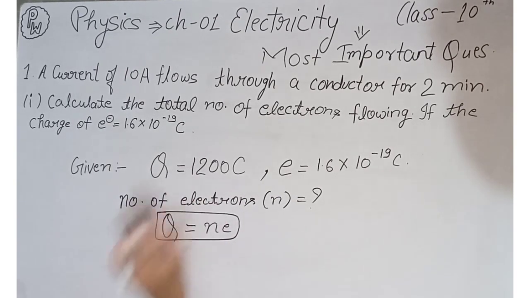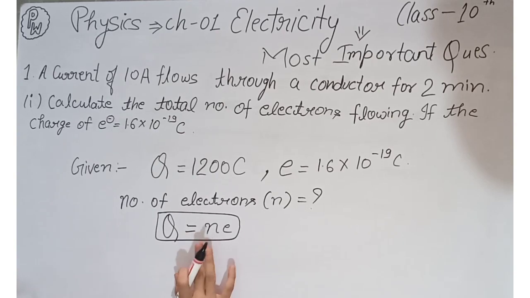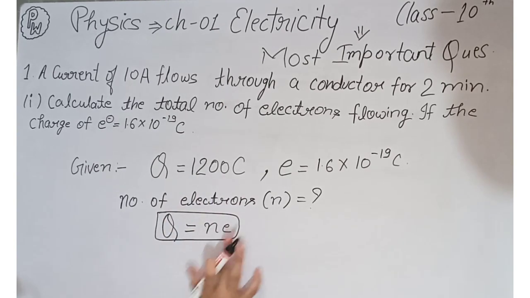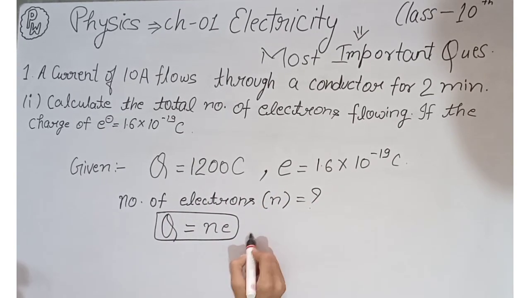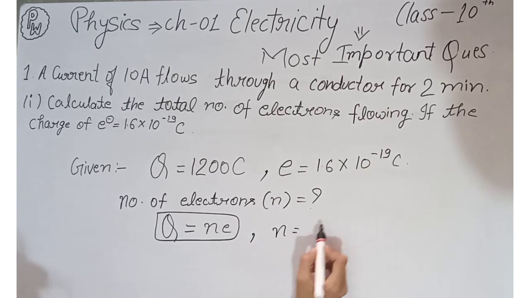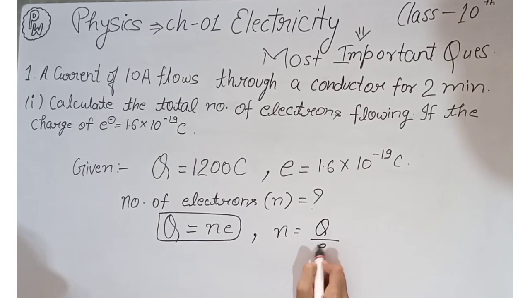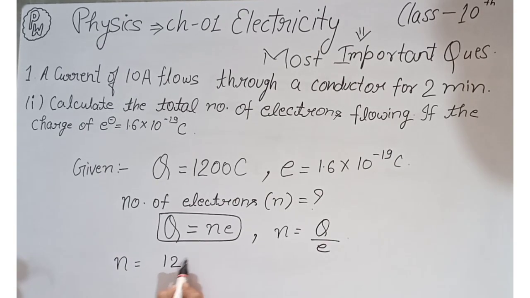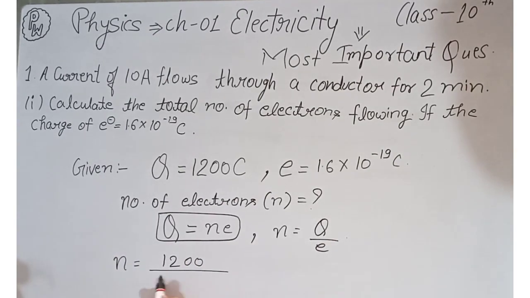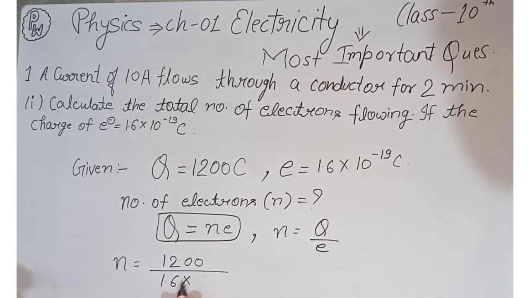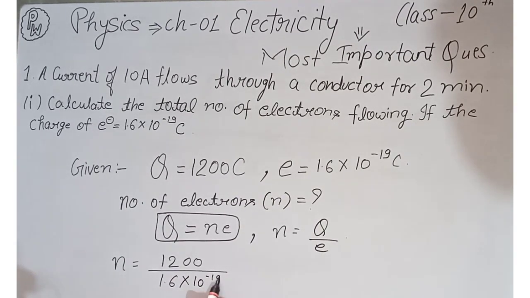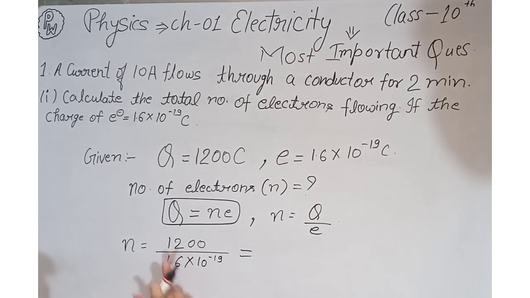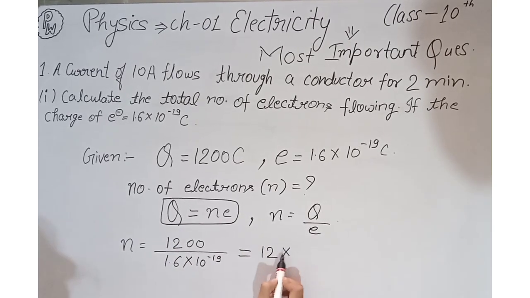Okay, so you have to apply the formula Q equals NE, and you have to find the number of electrons, that is small n. From here, to find the number of electrons, the formula will be N equals capital Q upon small e. N is number of electrons, Q is charge, and e is charge of electron. Now put the value of charge and electron, you will find the number of electrons.